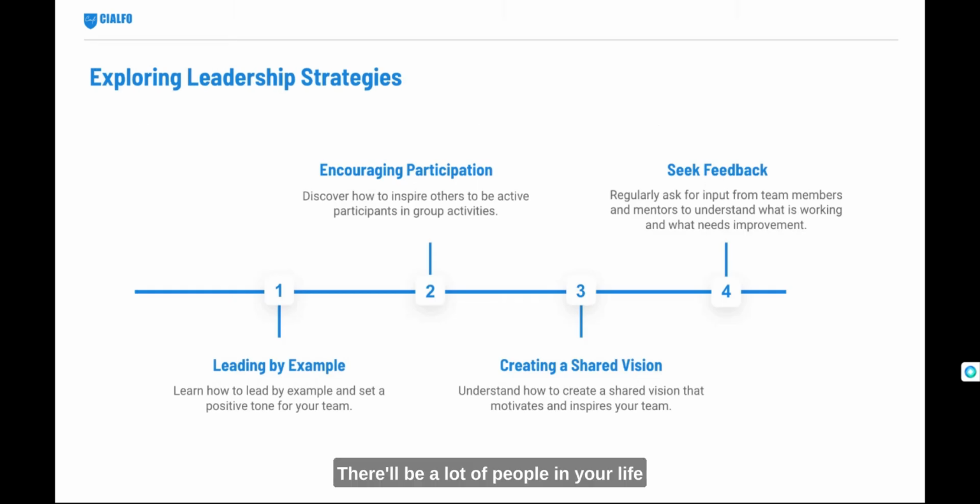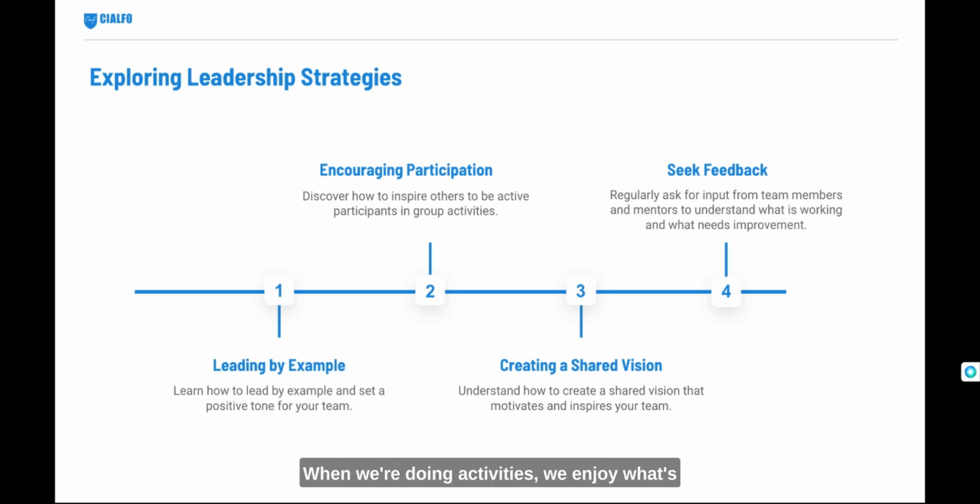There'll be a lot of people in your life that are willing to give you different leadership strategies. I think these four are really great to kind of encompass the whole idea beyond leadership, especially in the high school context. The first and most important one is leading by example. Believe it or not, you're always being watched. People observe to see how they react in different situations. And that leads to encourage participation.